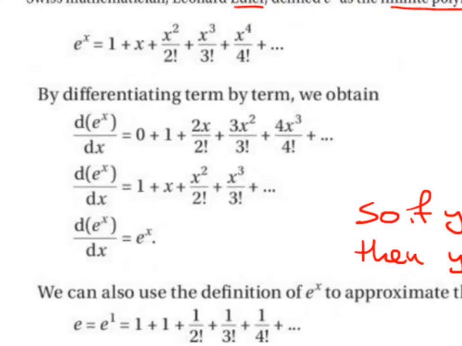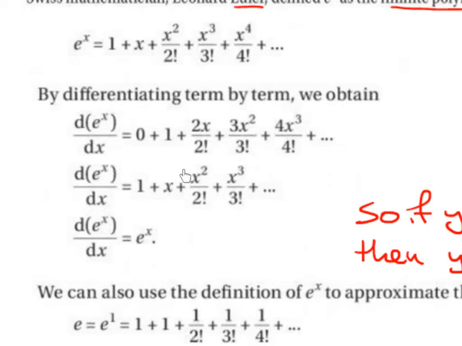So now we can simplify. We can get rid of the 0, we bring down the 1. Then we can simplify 2x divided by 2 factorial. 2 divided by 2 is 1, so we get 1x. And then we can simplify 3x squared divided by 3 factorial. So the 3's will cancel and leave us with x squared over 2 factorial. And then we can simplify 4x cubed over 4 factorial, so the 4's will cancel and leave us with x cubed over 3 factorial, and so on.